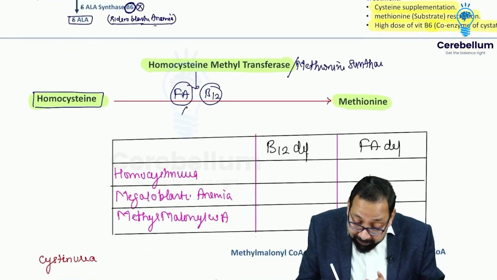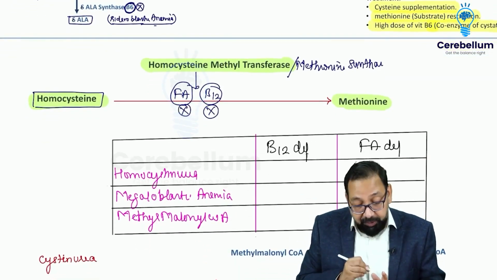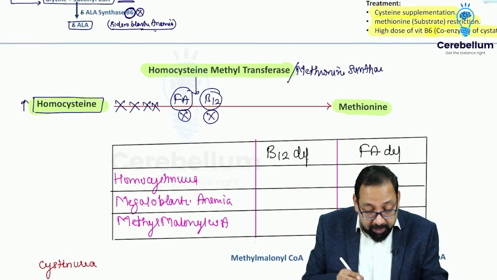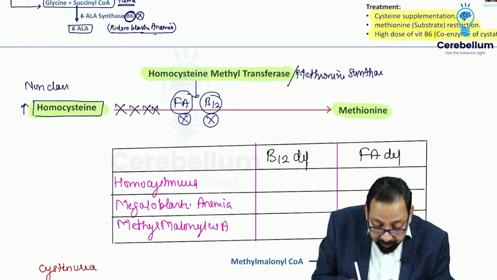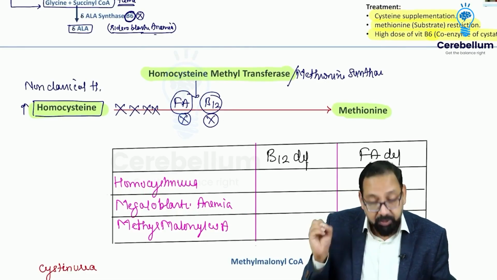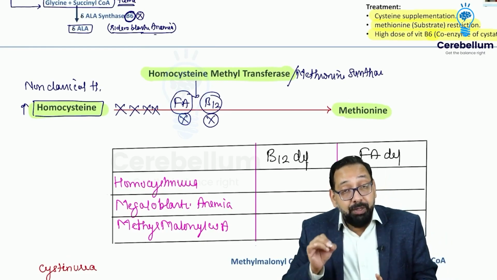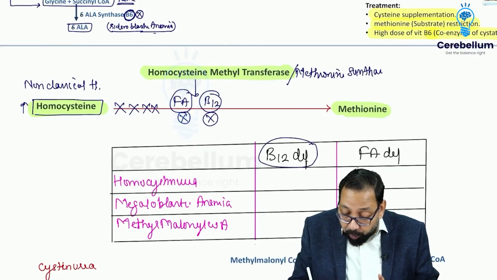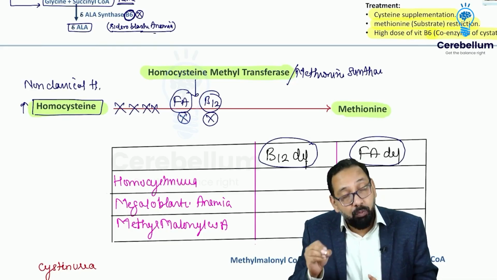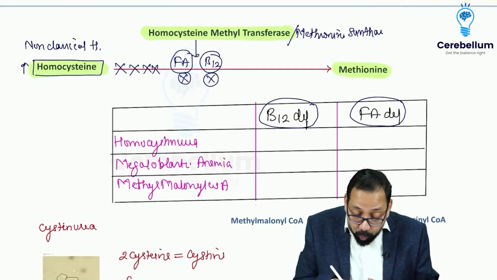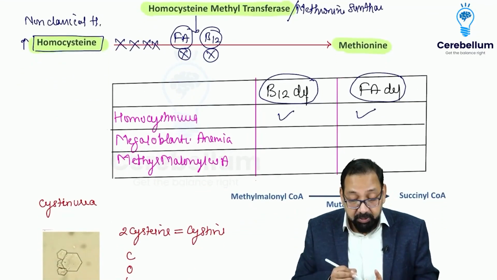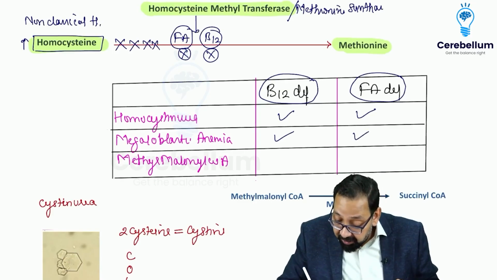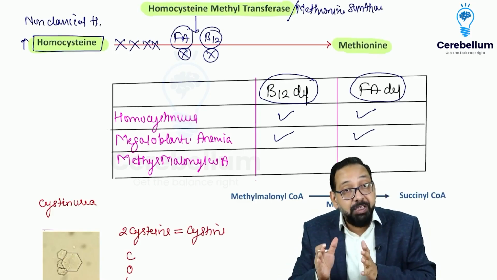If folic acid is deficient or B12 is deficient, this homocysteine will not be converted to methionine. Homocysteine will be increased, and this is called non-classical homocystinuria. So how will you differentiate whether this non-classical homocystinuria is due to B12 deficiency or folic acid deficiency? In both B12 and folic acid deficiency, homocysteine will increase. We all know B12 deficiency leads to megaloblastic anemia, and folic acid deficiency also leads to megaloblastic anemia. So how will you differentiate between these two?